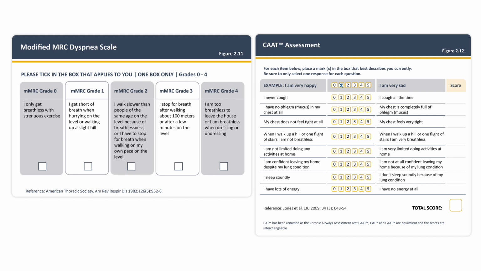There are standardized dyspnea scales that you can use to grade how severe your patient's symptoms are. So there's the MRC dyspnea scale and the chronic airways assessment test. These are things that you can do to track your patient's symptoms over time, and they also help you determine how severe the symptoms are, and that can help you pick the right therapies.